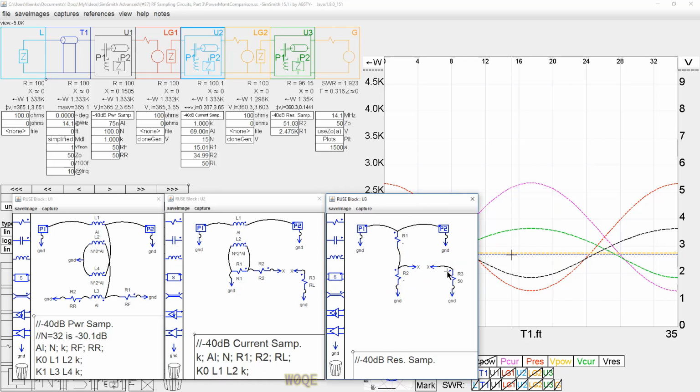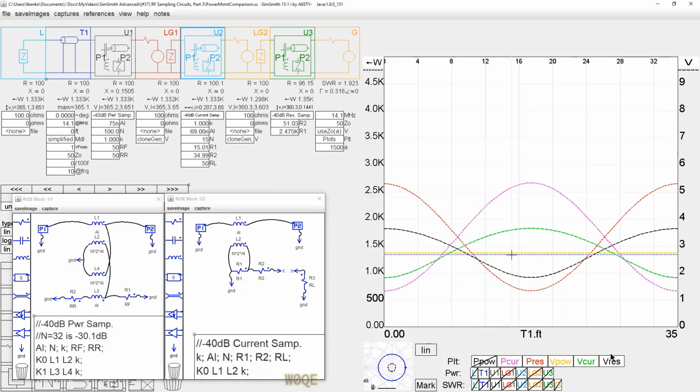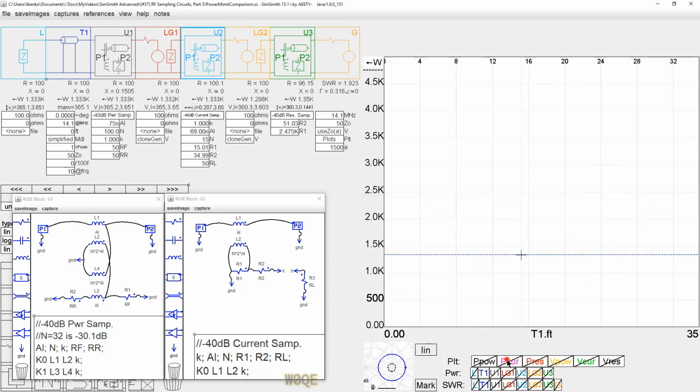All three of these circuits are built right now in SimSmith to provide minus 40 dB of coupling. So if we look at the output here, the first thing I'm going to look at is the power into T1. These circuits are basically lossless, so the power in T1 will vary based on the impedance here for a use Z0 type of generator, and will be 1500 watts when I use X match.